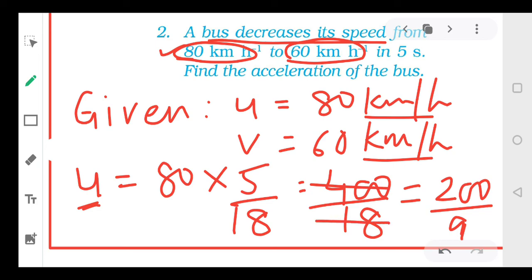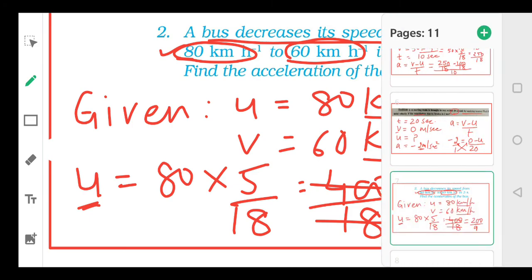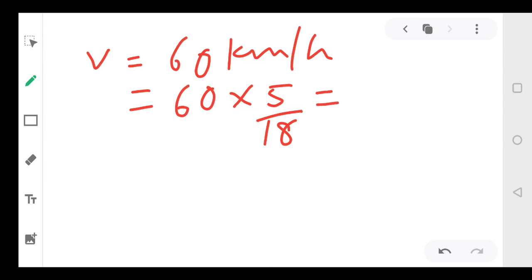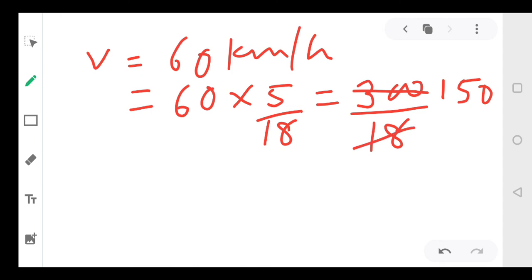Okay, everyone? Let's see 60 kilometer per hour. Let's convert this also. So V is equal to 60 kilometer per hour. So 60 into 5 by 18. So it is 300 upon 18. You can again divide it, so 150 upon 9. Let's keep it the same because we have to take the LCM also.